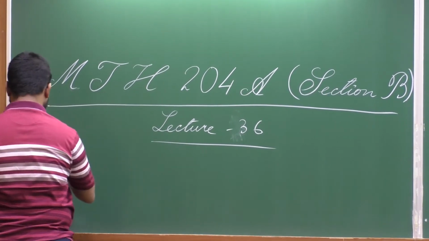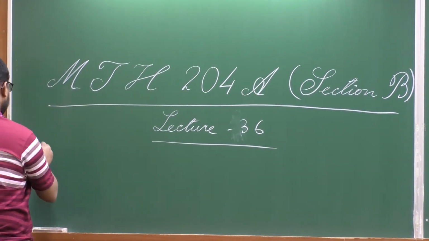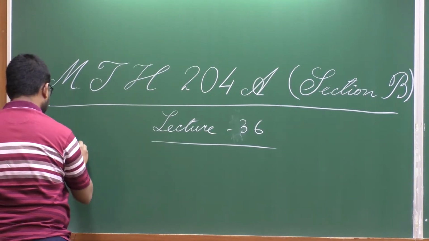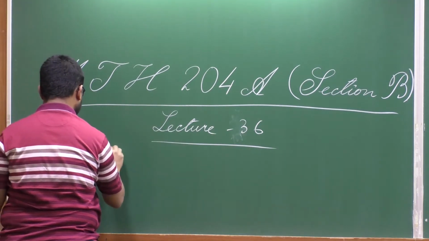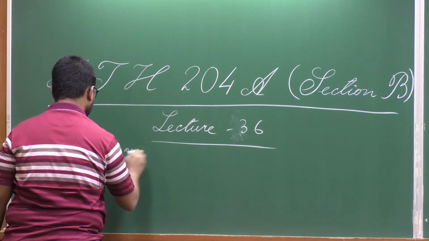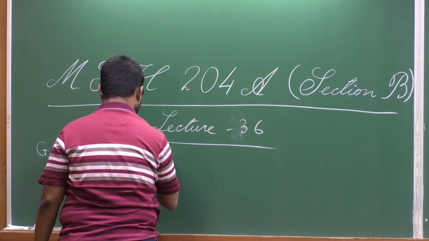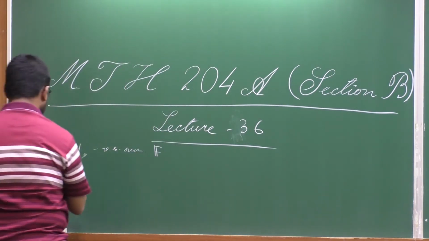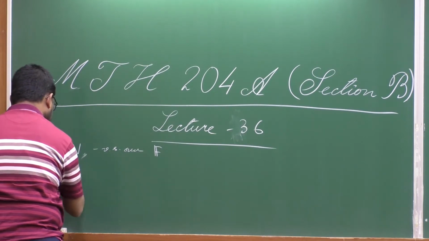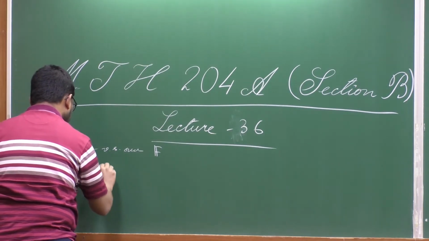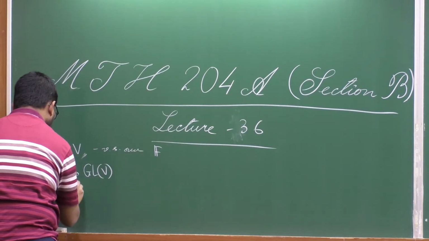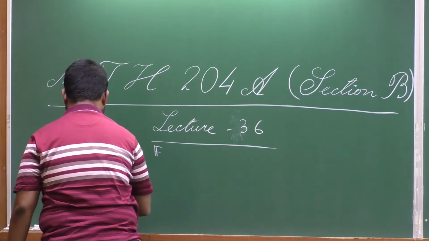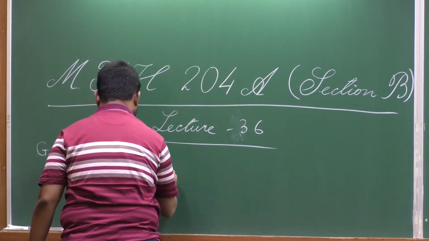Recall that for any group G and any representation, where V is a vector space over some field F, an arbitrary field. Recall that for any representation rho of G on V, consider also another representation.